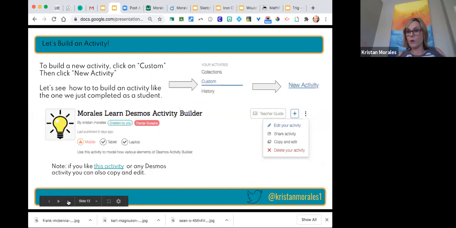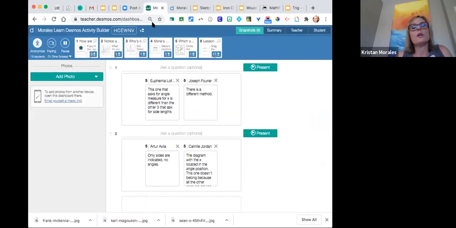Okay, so let's go ahead and build an activity. Now again, you can build with me, or if you just want to watch what I'm doing and take notes, you can do that too. Whatever you feel most comfortable with. And when you want to build an activity, once you're in teacher.desmos, you'll go to custom and then new activity. And let's go ahead and do that.